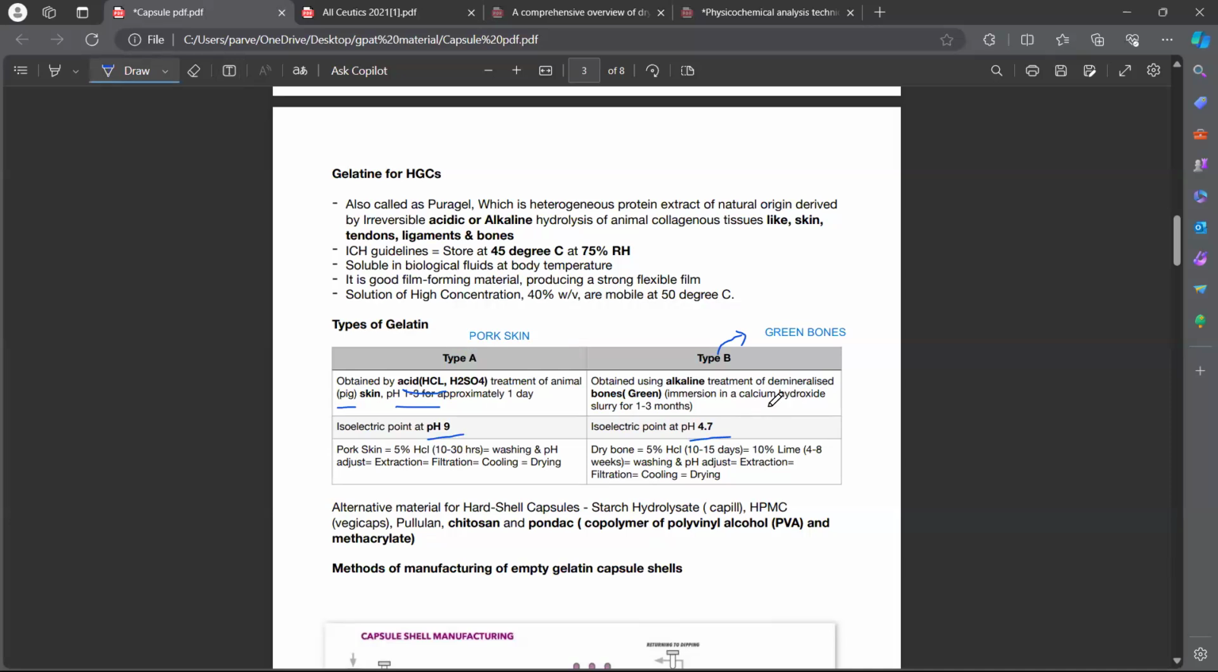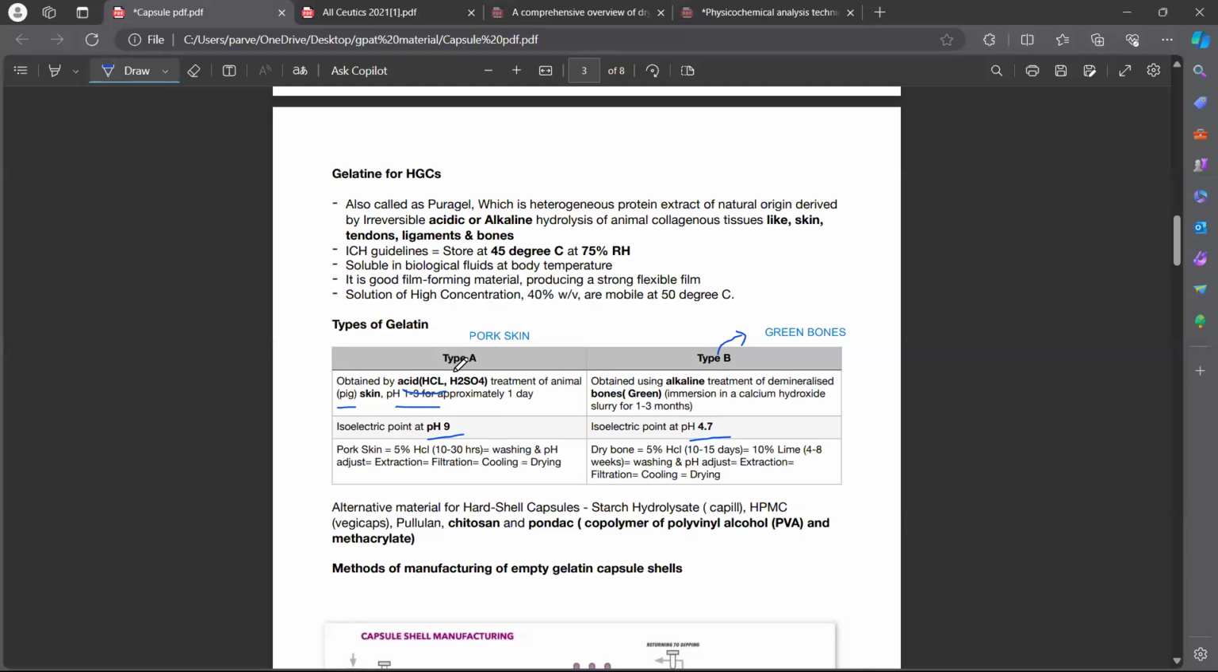Okay. So isoelectric point is nothing but the pH where the number of carboxylic groups and amine groups become equal in the protein. So the net charge becomes neutral.